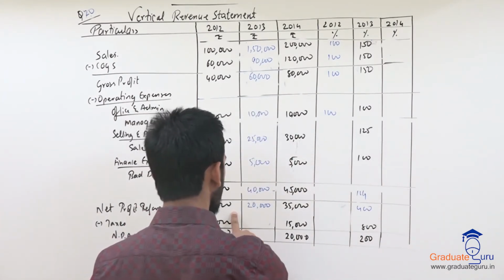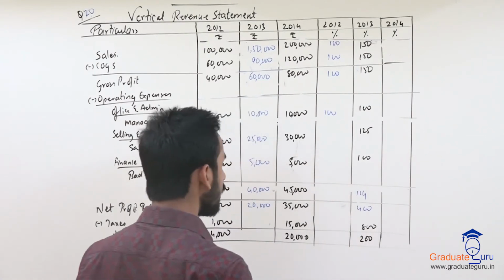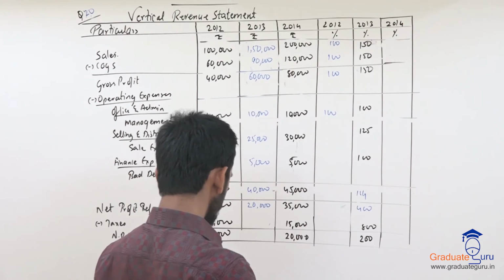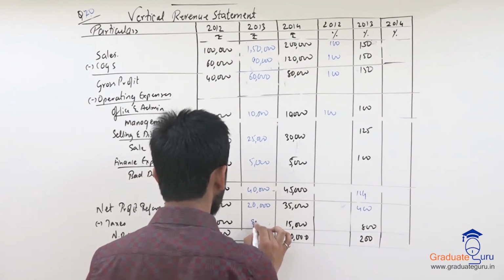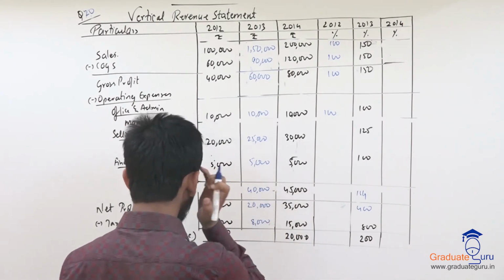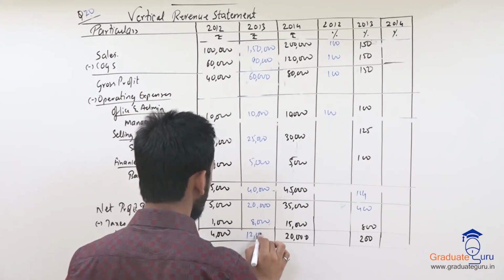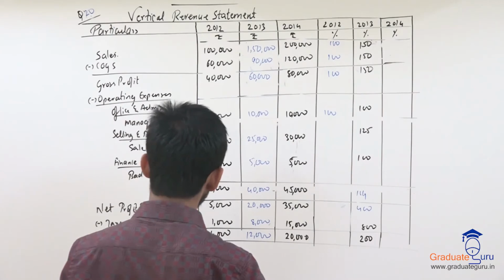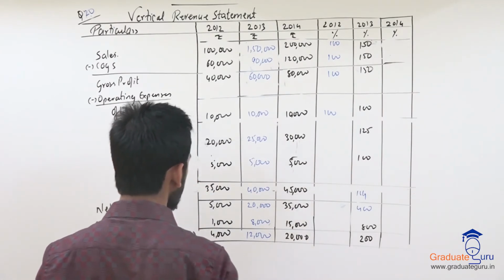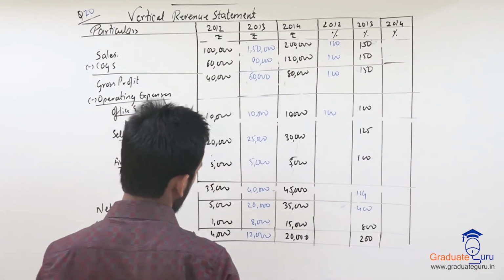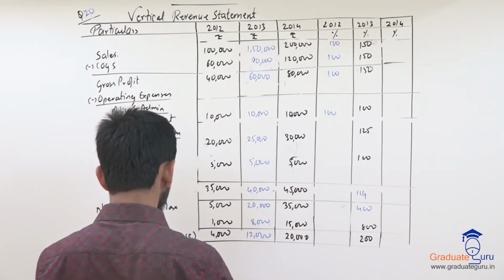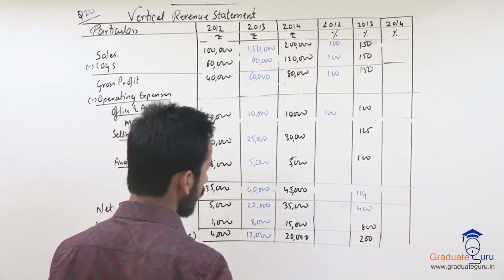1,000 multiplied by 800% will be 8,000. Subtract, we'll get 12,000. Let's see, we get the NPAT as 4,000 over here. 12,000 divided by 4,000 will give you 3.